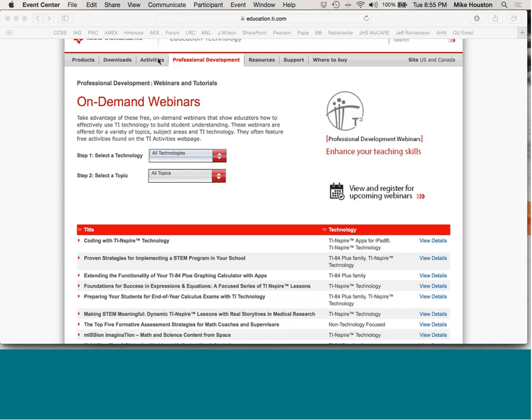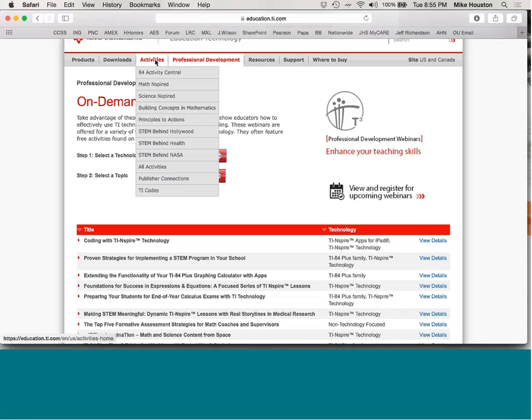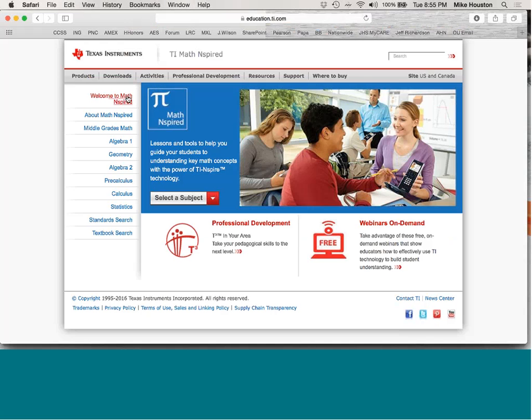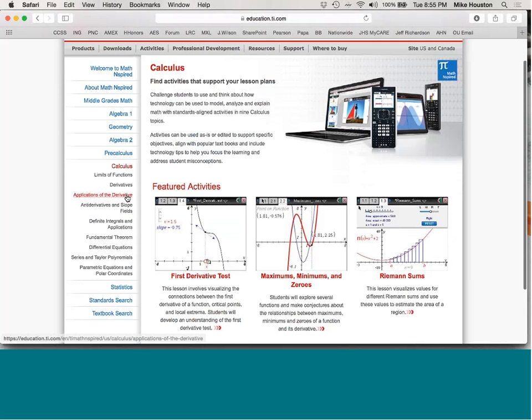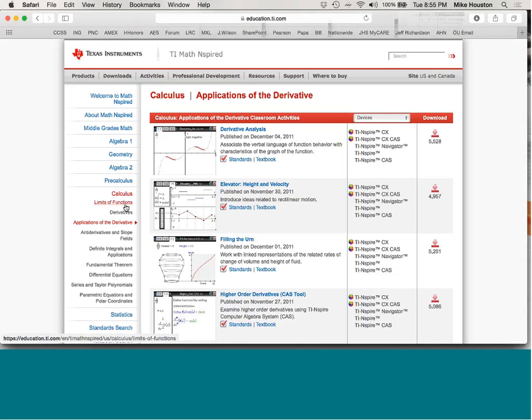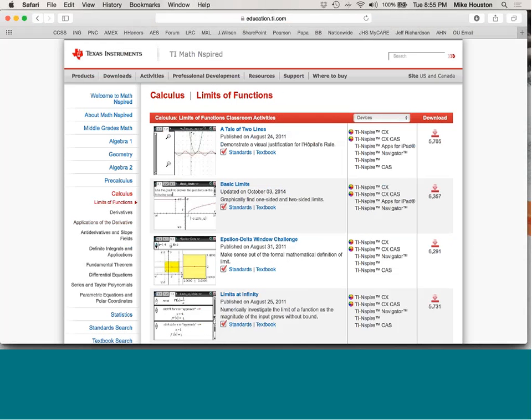So right next to that professional development tab is the activities tab. There's a lot of different choices here, but for tonight's purposes, you're going to want to go into the math inspired. Lots of content here on the left-hand side. To find the activity we chose to look at tonight, we went under calculus. It's under limits, the first one.